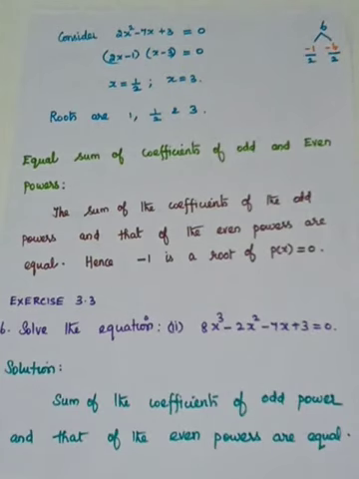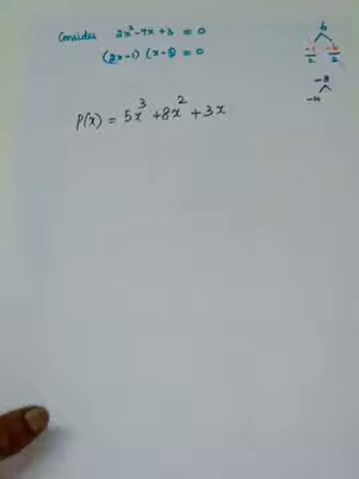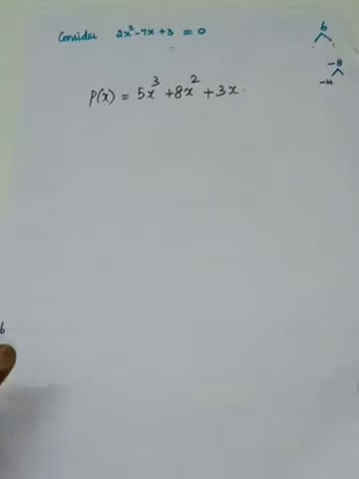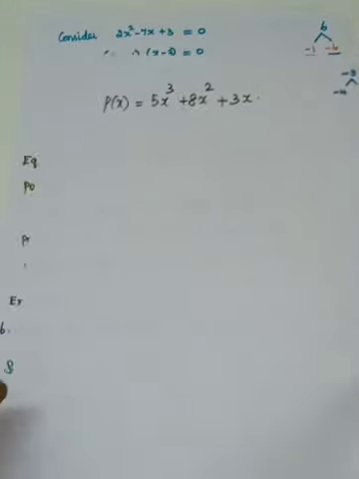When we add the coefficients of the odd powers and the coefficients of the even powers, if these two sums are equal, what do we have to do? Okay, for example, I'm going to take p of x as 5x cube plus 8x squared plus 3x. Okay, this is your p of x. See now here the odd power coefficients. Here the powers are 3 and 1.